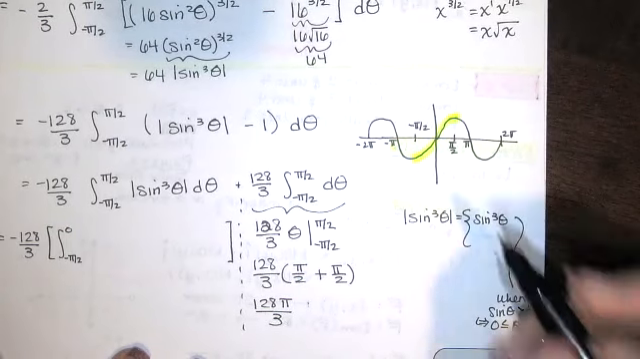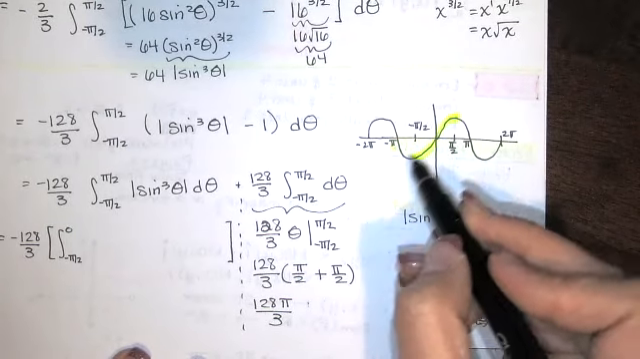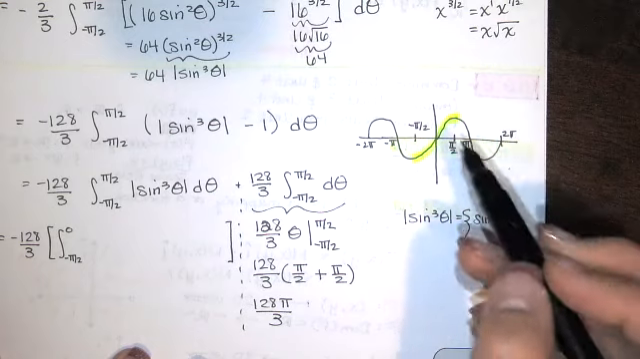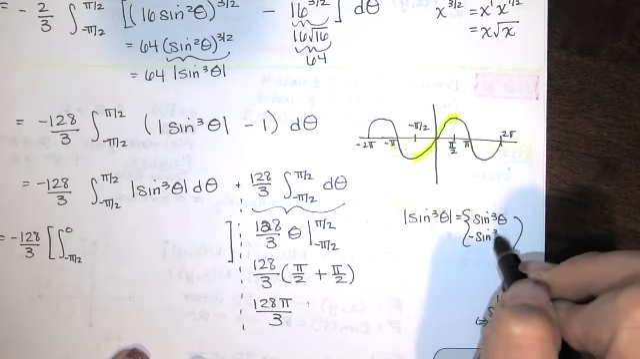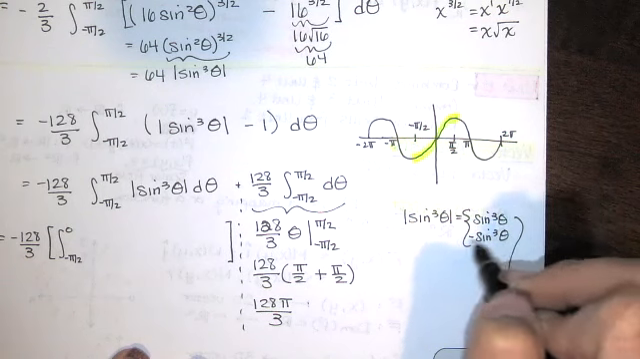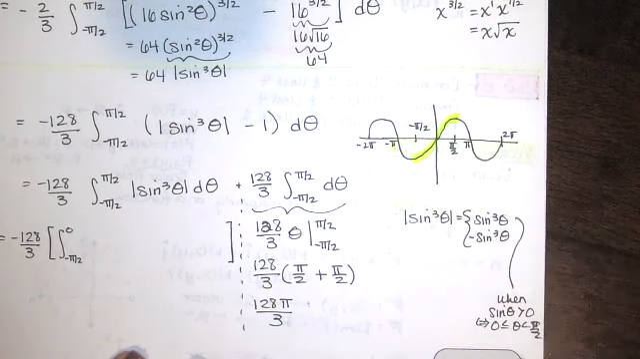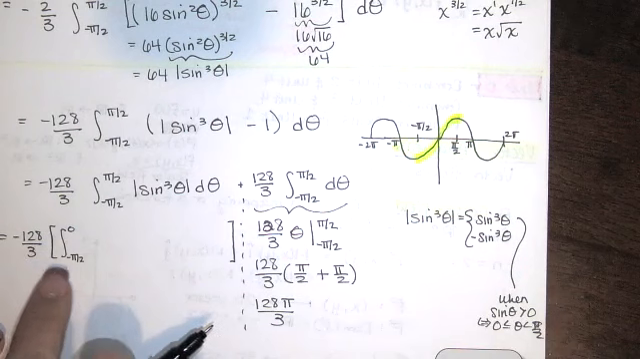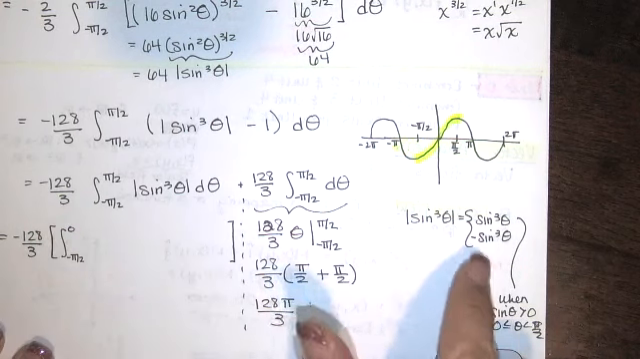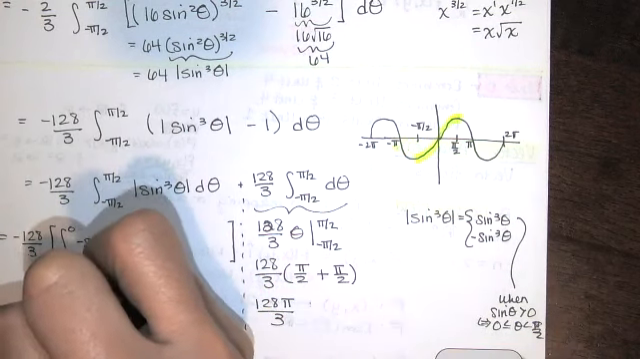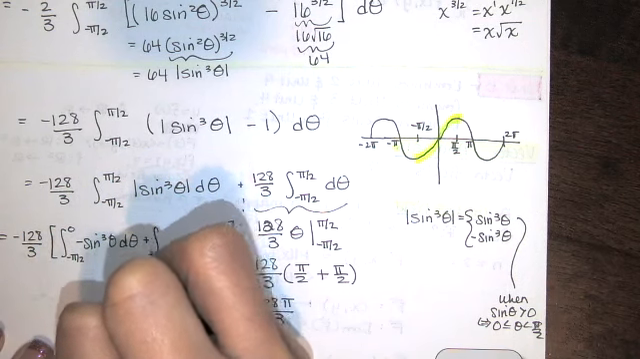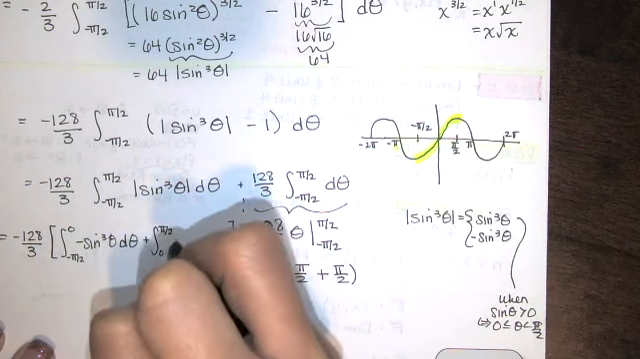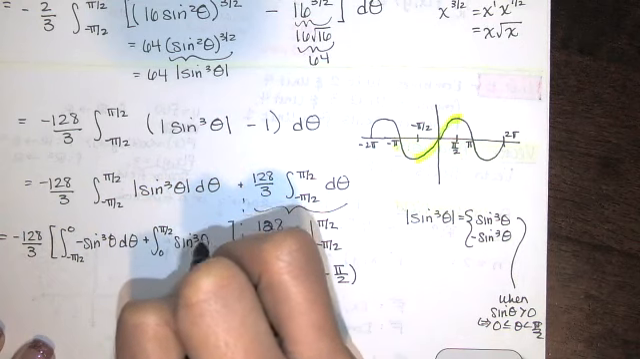And then on this interval, sine of theta is negative, so sine cubed is negative. So when we take the absolute value, we've got to multiply by -1. So this is a negative number times a negative number, which makes it positive, which is the absolute value. So in the interval from -pi/2 to 0, we get the negative sine cubed function. And we want to integrate that. And then on the other interval, we want to integrate the positive sine cubed function.